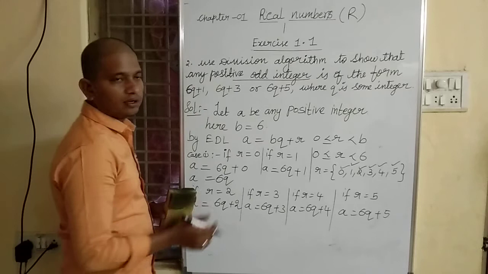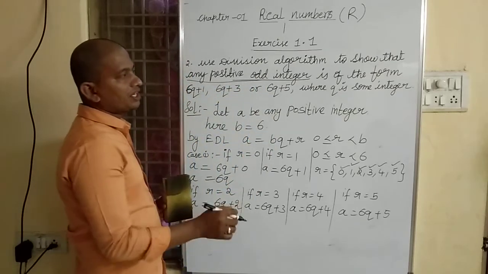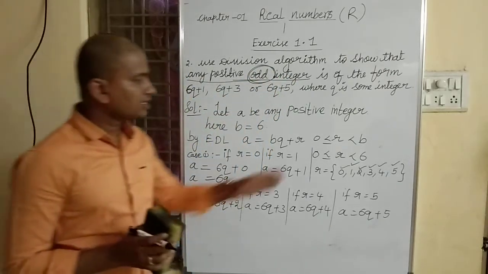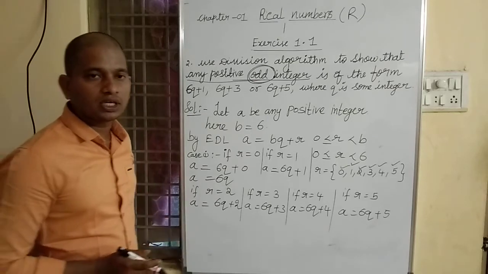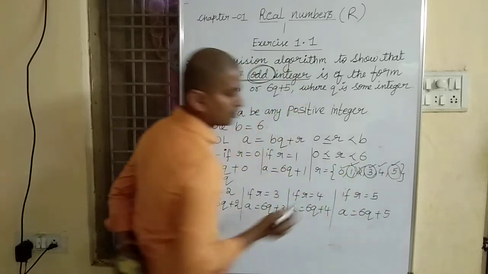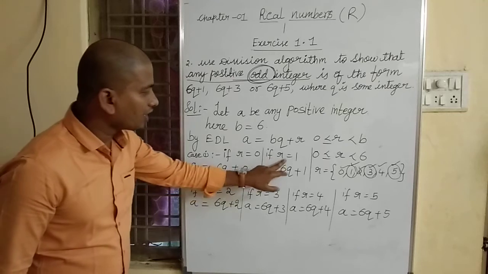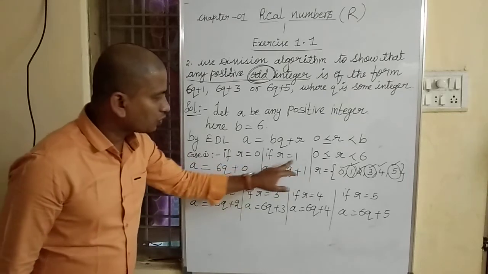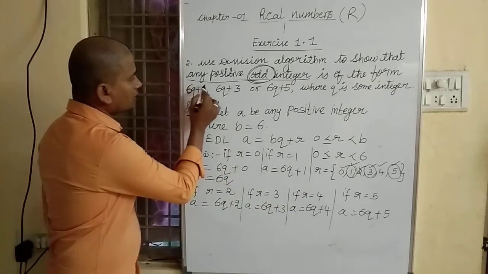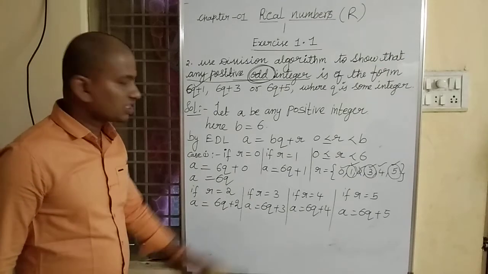Okay. According to the question, to show that every positive odd integer, you can see here, what are the odd numbers here? 1, 3, 5. They are odd. When I substitute r equal to 1, I got a equal to 6q plus 1, which is not divisible by 2.